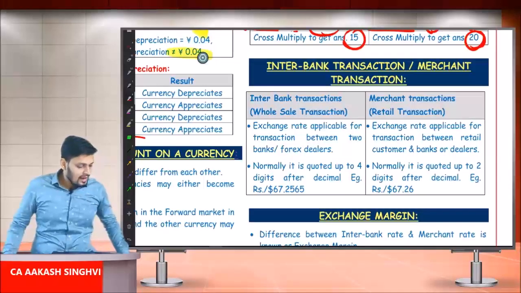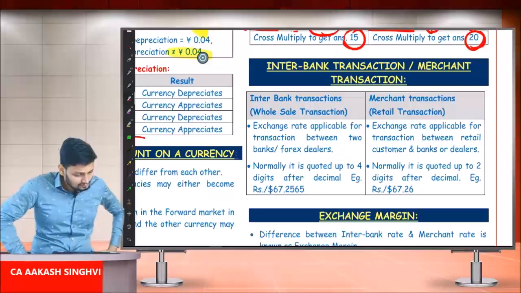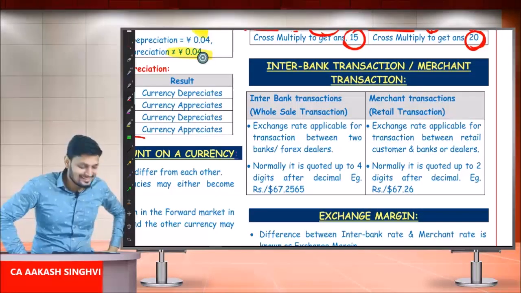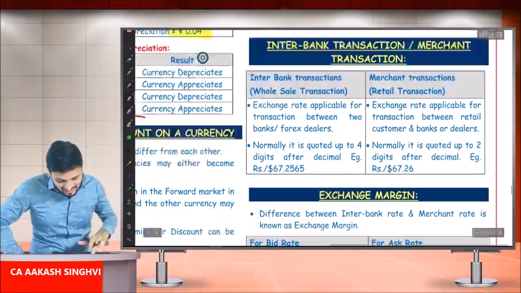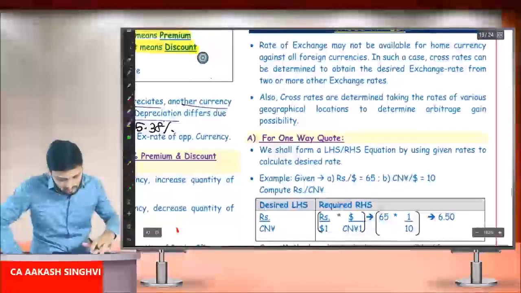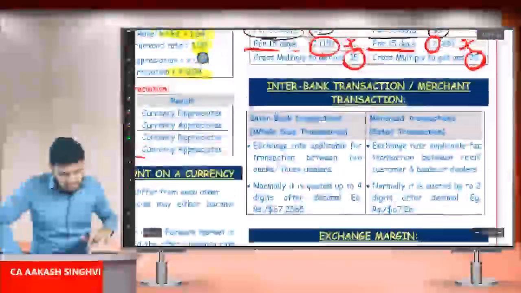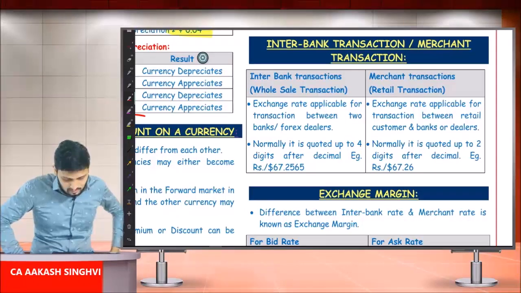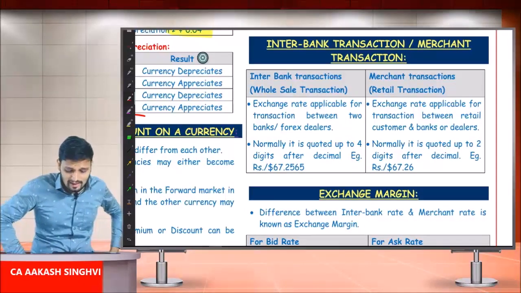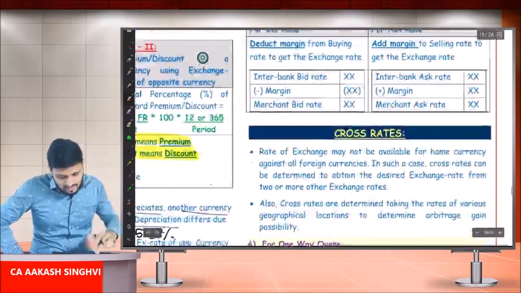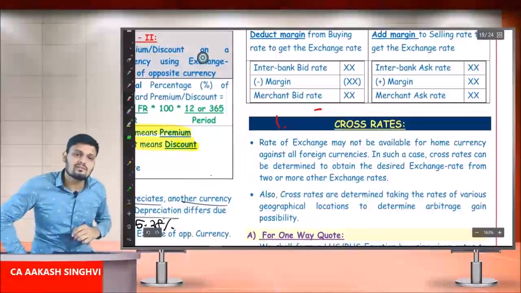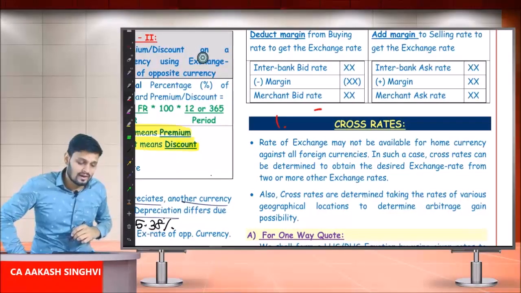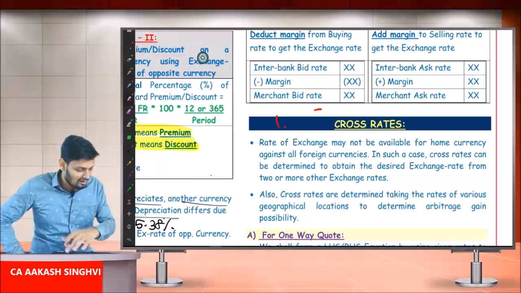Done. I hope everyone is active, you have not slept. Let's now just try to cover a few more points. I will try to cover interbank transaction, exchange margin and cross rates. Till here we will cover, and then we will find out if we should break for the day or should we complete more, right?